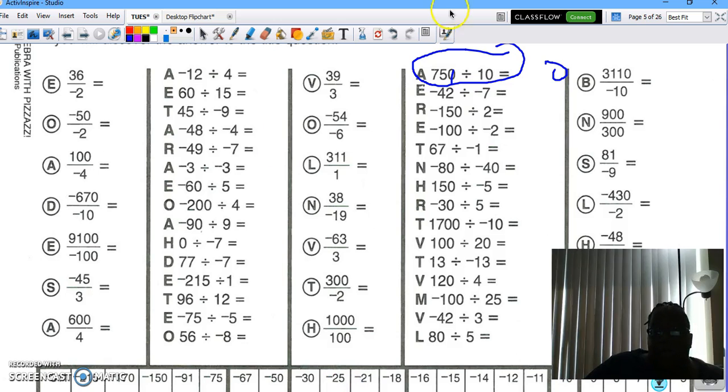Okay, so I think I can put 10 will go into 75. It should be 75 times, right? Oh, yeah, that's right, because I can take this one out. So really I have 1 will go into 75, which is 75. And a positive divided by a positive is a positive. So it's a positive 750 right there.